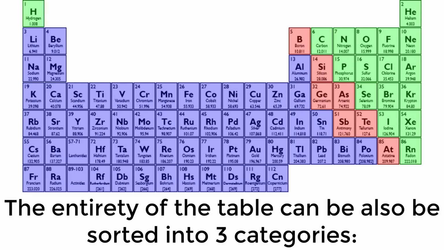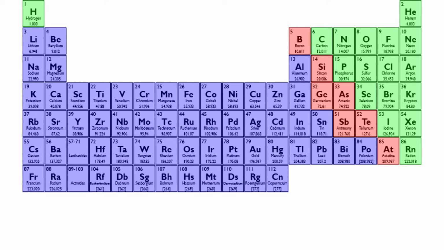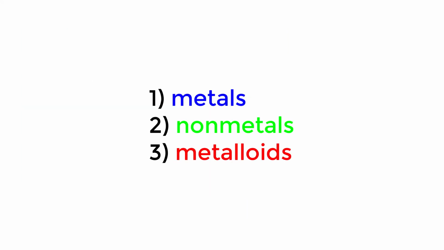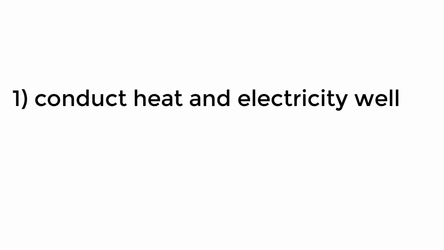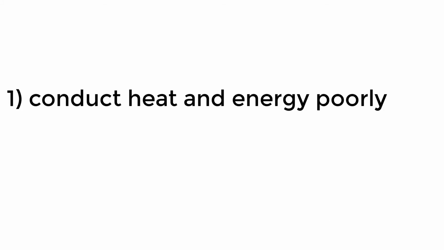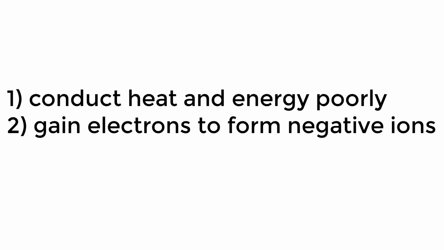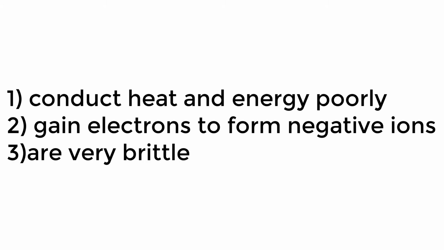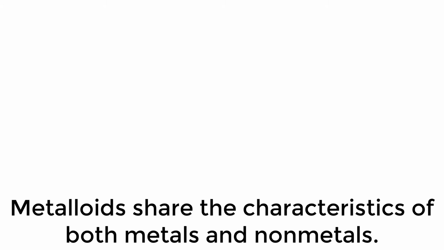The entirety of the table can also be sorted into 3 categories: metals, nonmetals, and metalloids. In chemistry, metals are elements that conduct heat and electricity well, lose electrons to form positive ions, and are very pliable. Nonmetals are elements that conduct heat and energy poorly, gain electrons to form negative ions, and are very brittle. Metalloids share the characteristics of both metals and nonmetals.